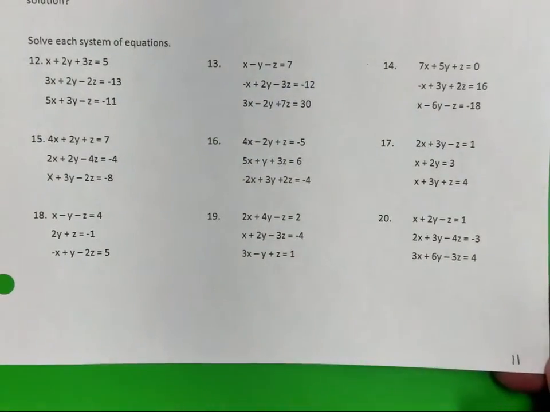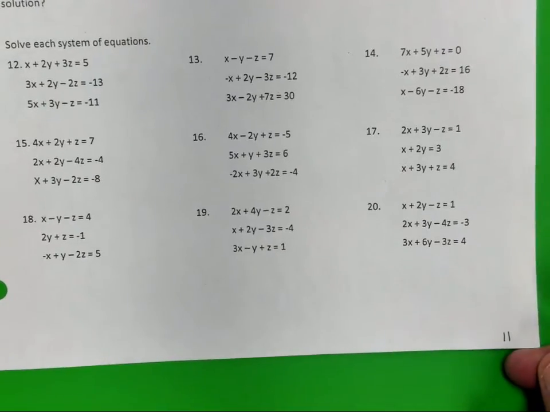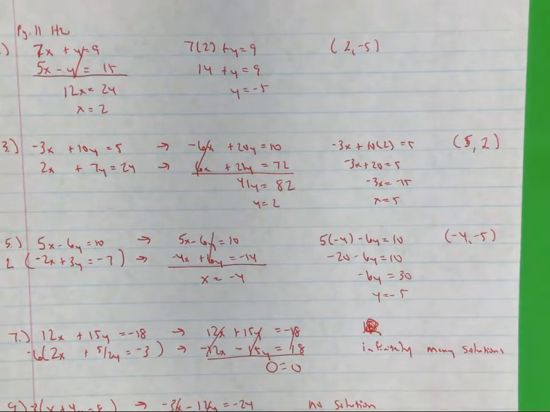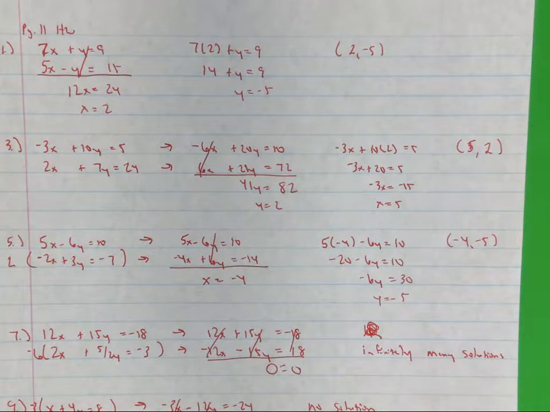Alright. Now, let's look at our homework. It was page 11. Check your 1 through 9. This 1 through 7, these are the easy ones. This is what you did in 8th grade.